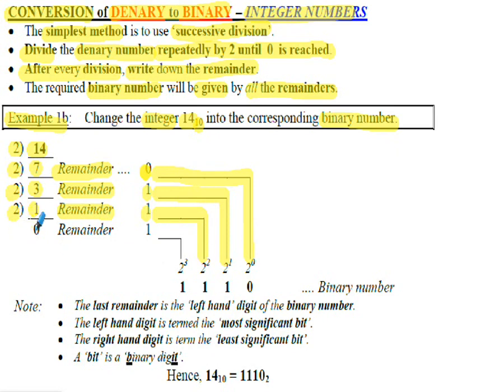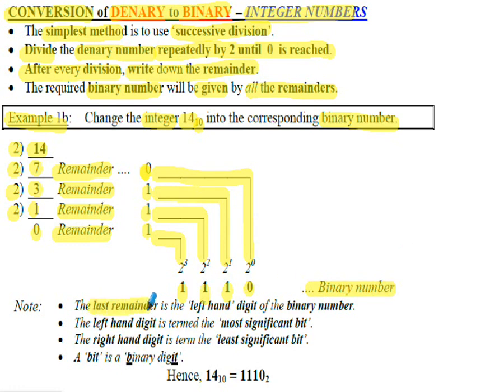2 divides into 1, it doesn't go, so we get a remainder in this case of 1, and we write that 1 under the column heading of 2 to the 3. So our binary number now is given as 1, 1, 1, 0. That's the binary number of 14 in base 10.